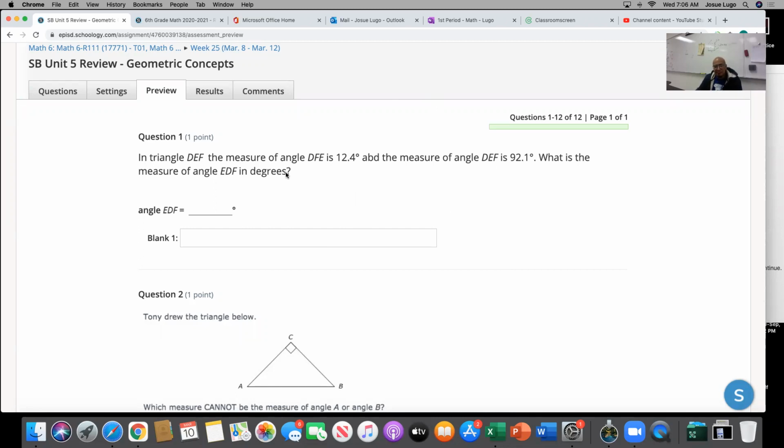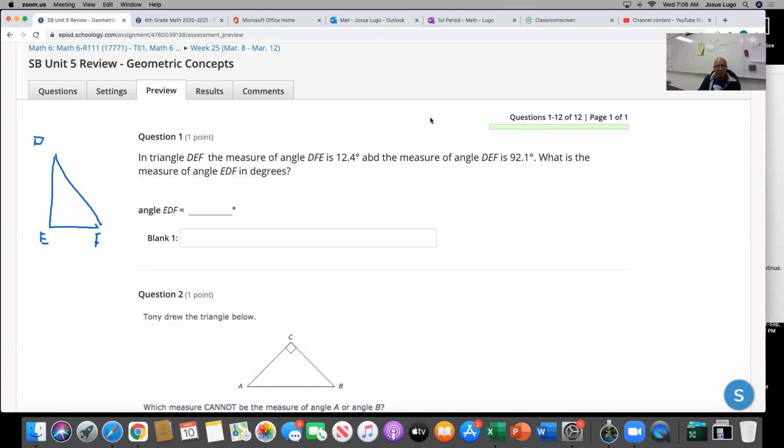When you see notation like this, where it says triangle DEF, all that is saying, ladies and gentlemen, is that if you had a triangle like this, it doesn't matter, and it was named D, E, F, that's just what it means. It's triangle DEF.